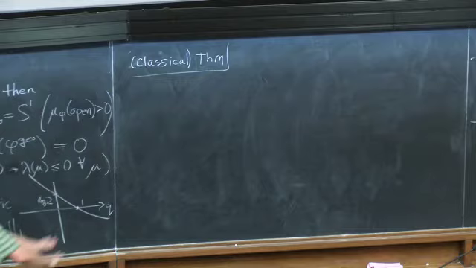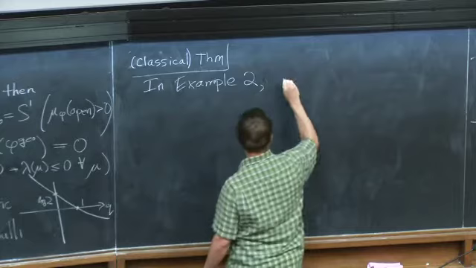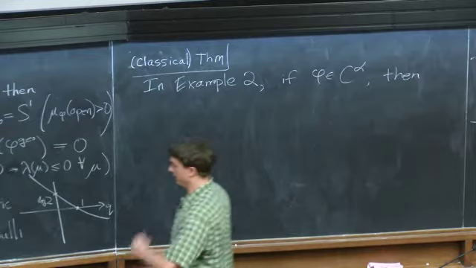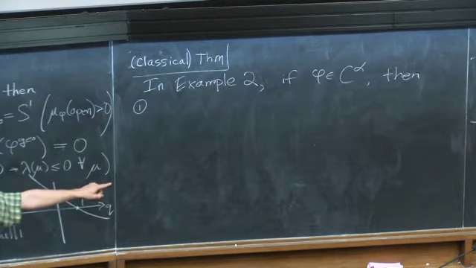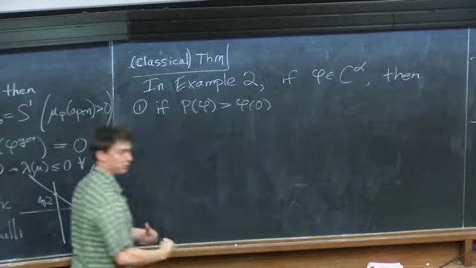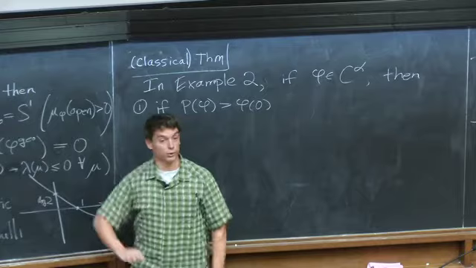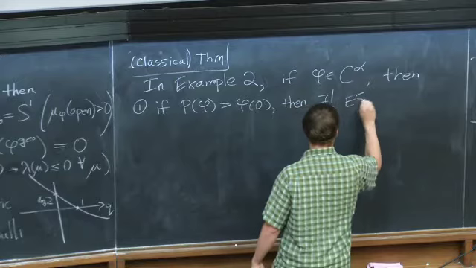This one goes back probably to the 90s. And in example 2, if I take a Hölder continuous function, then I have the following. If I don't have this obstruction present, that is, if the pressure of the system is greater than the value of the potential at the fixed point, so that delta naught is not an equilibrium state, then part 1 holds. There exists a unique equilibrium state, and it is fully supported.